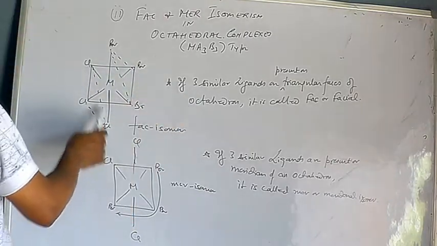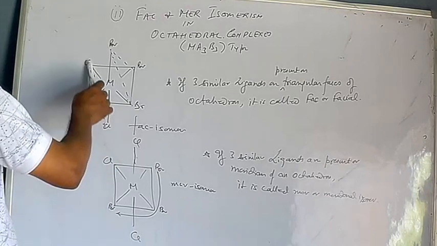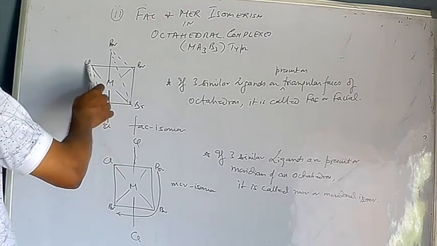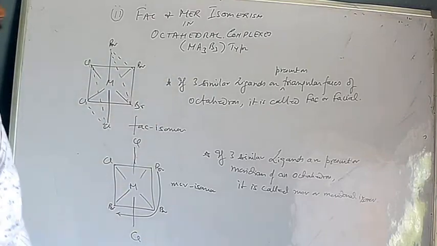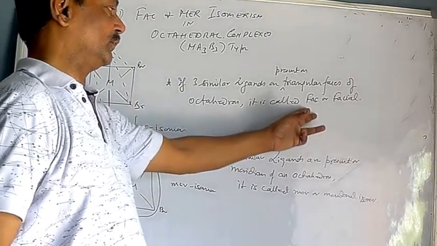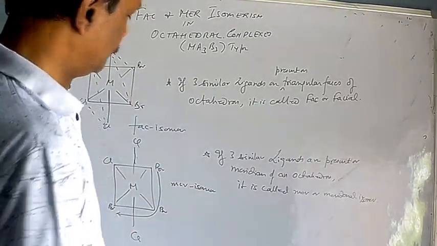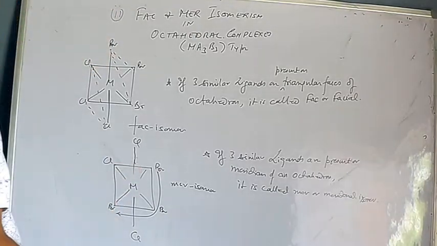Similarly here also, see. Again it is forming a triangle. So when three similar ligands are present on the triangular faces of the octahedron, it is called FAC or facial isomerism. The second one is your MER isomerism.